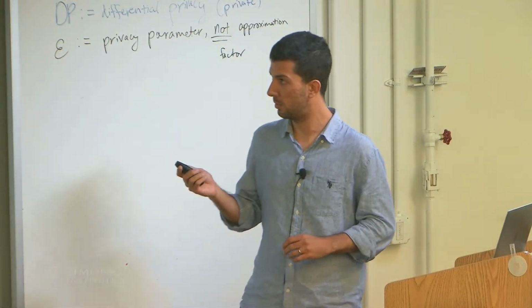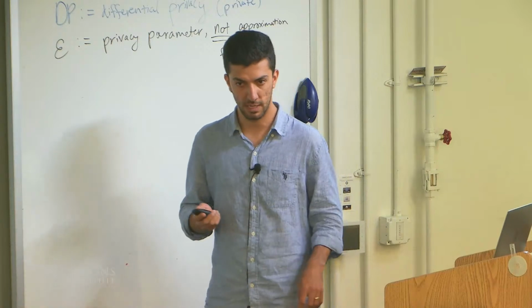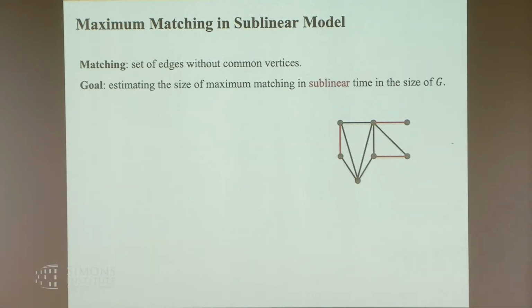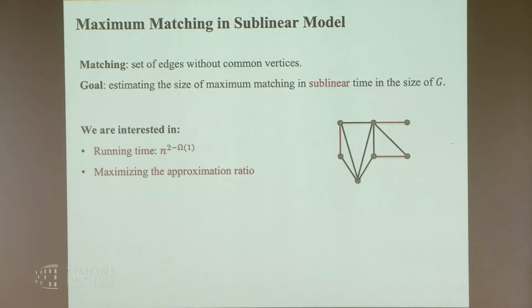So first, I'm going to define the problem. A matching is a set of edges without shared endpoints. And maximum matching is the matching with the maximum number of edges. Here in this graph, the set of red edges is the maximum matching of the graph. Our goal in this problem is to estimate the size of the maximum matching in sublinear time with respect to the number of edges. So here, we want to spend subquadratic time. So we're interested in maximizing the approximation ratio and also having the running time be smaller than n squared.